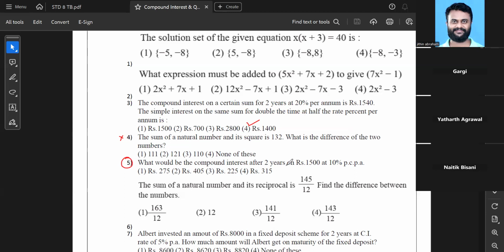What would be the compound interest after 2 years on 1,500 rupees at 10% per annum? You can directly use the formula or maybe use the logic, whichever sounds better to you. Now, 10% is very simple. So, I would have gone for the logical approach.